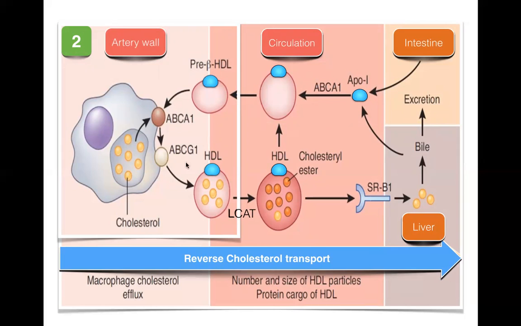The transfer of cholesterol, however, from macrophage to HDL is facilitated by another protein called ABCG1, or ATP binding cassette protein G1. Now the HDL is filled with a lot of cholesterol, and this cholesterol is ready to be transported back to the liver by a process called reverse cholesterol transport.